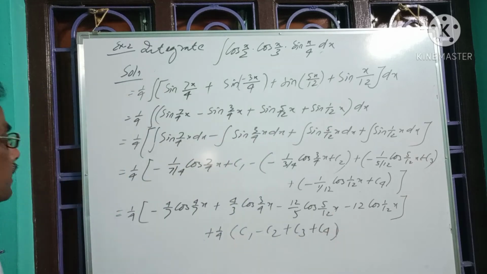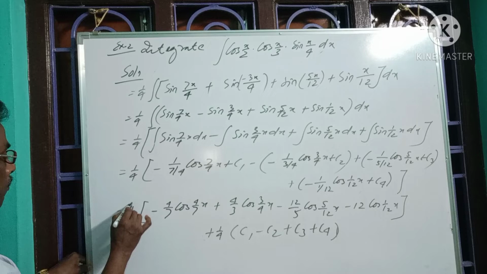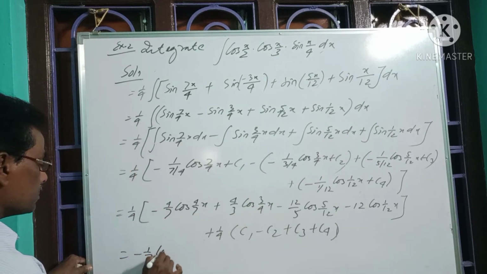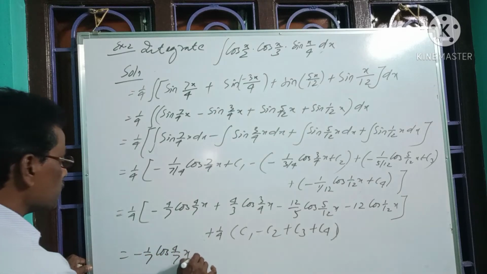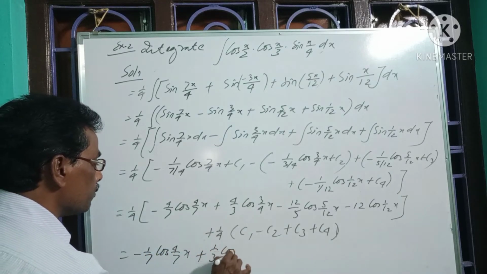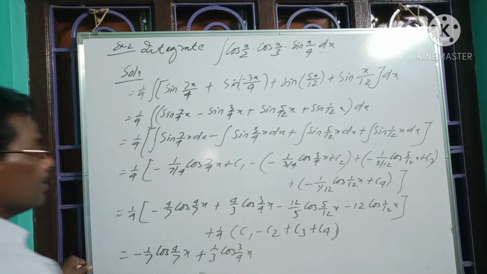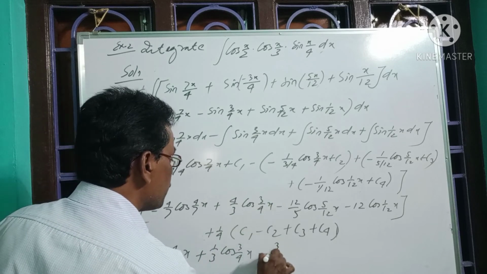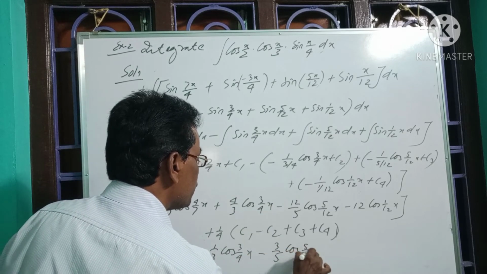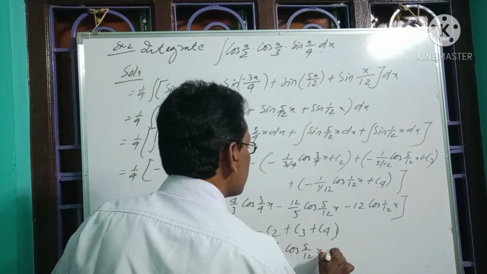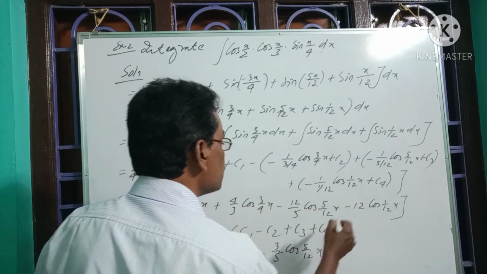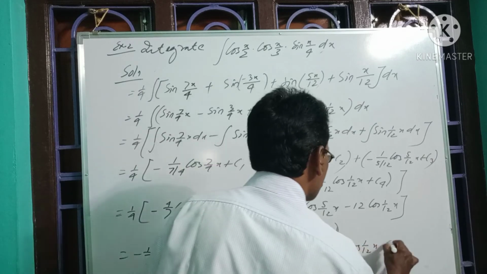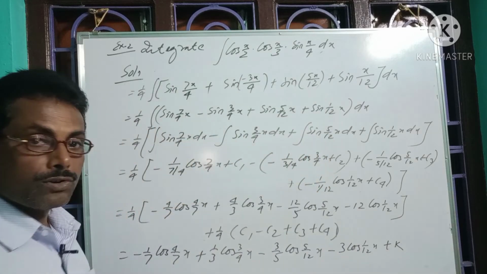Again simplifying, at last it will give us, multiplying 1 by 4 with all the functions, we have minus 1 by 7 cos of 4 by 7x plus 1 by 3 into cos of 3 by 4x minus 1 by 4 into, that is minus 3 by 5 into cos of 5 by 12x, that is at last we have 12 into 1 by 4, that is minus 3 into cos of 1 by 12x plus k in place of all the constants. So now the integration is over.